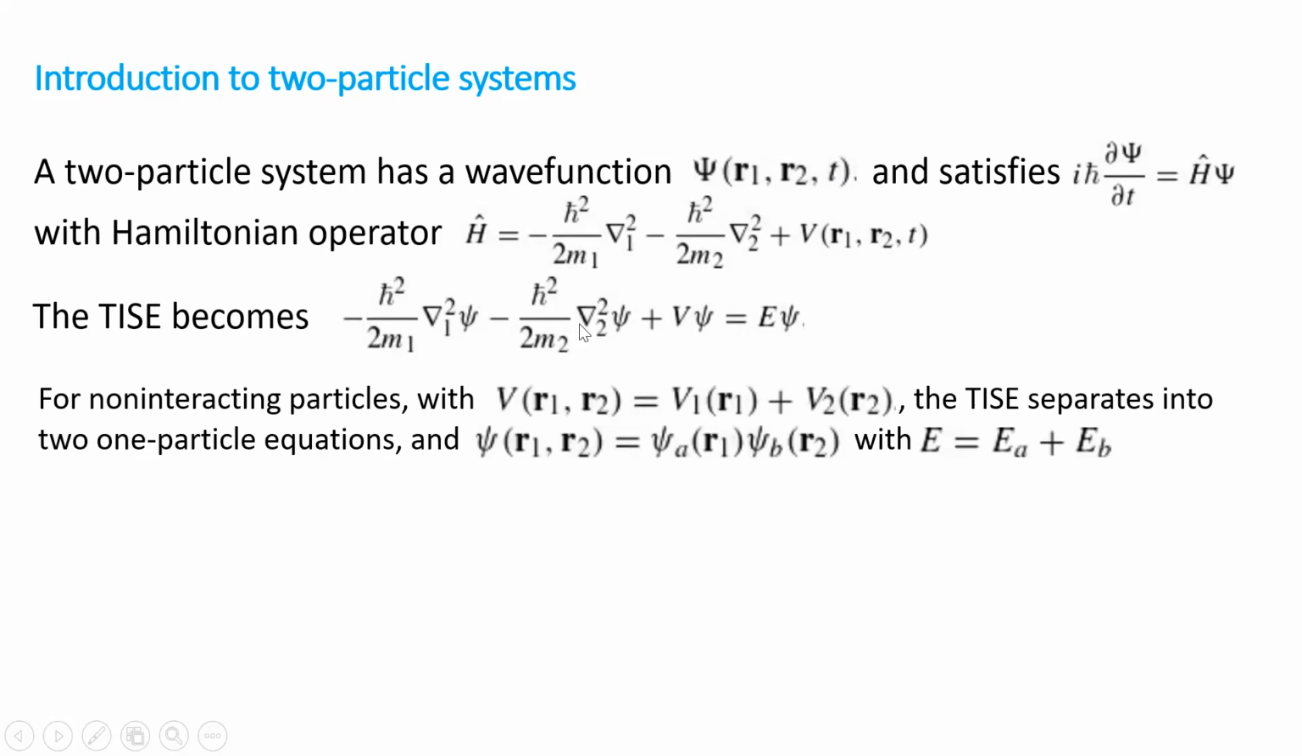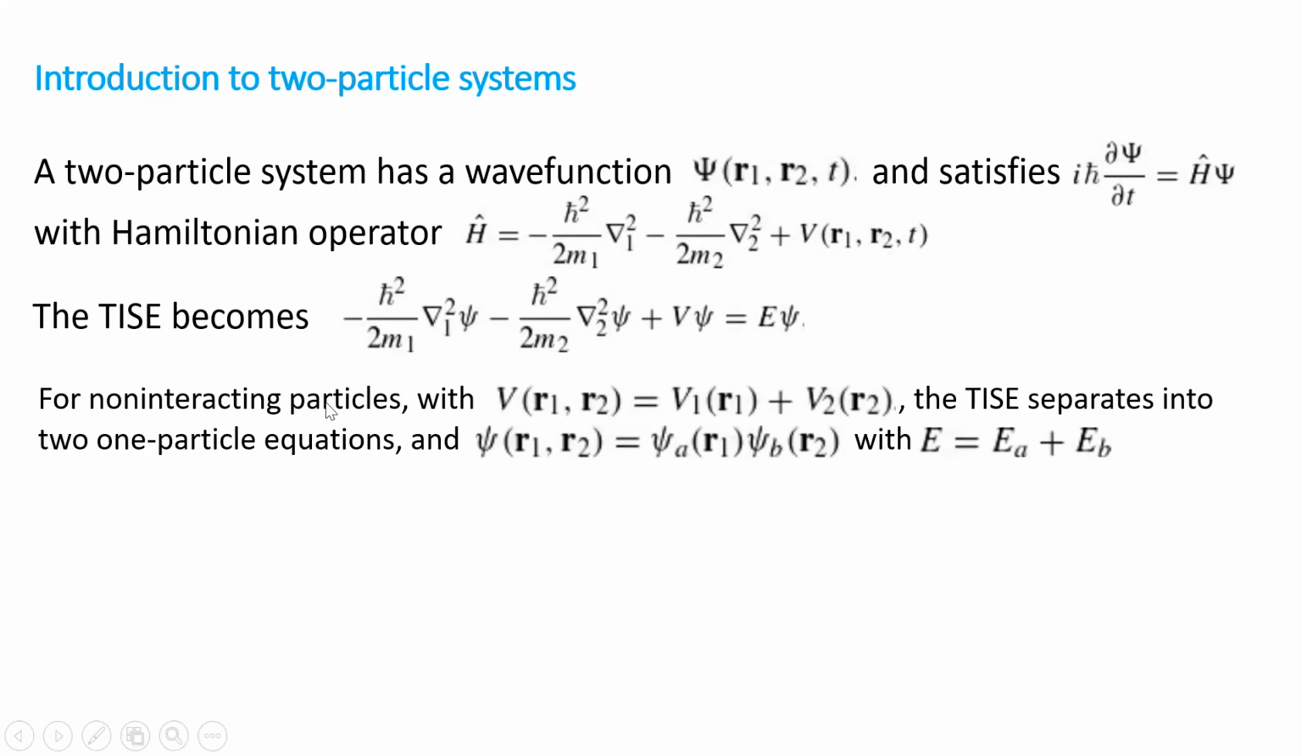So how can we solve this? It's got lots of variables in it. It was already challenging to solve the one particle Schrodinger equation. How can we solve two? Well, in general, it's pretty tough, but there are a couple situations where we can make progress.